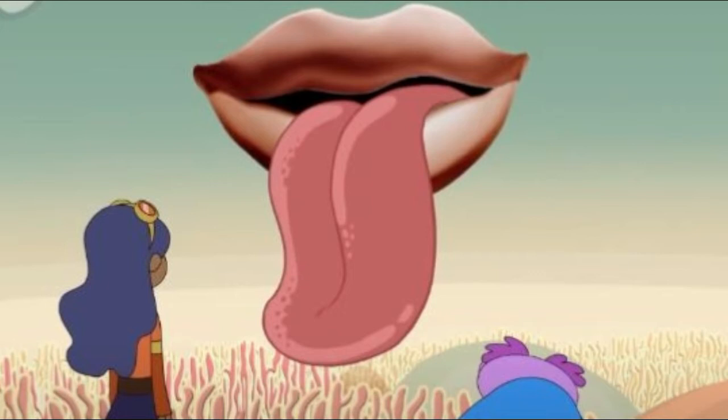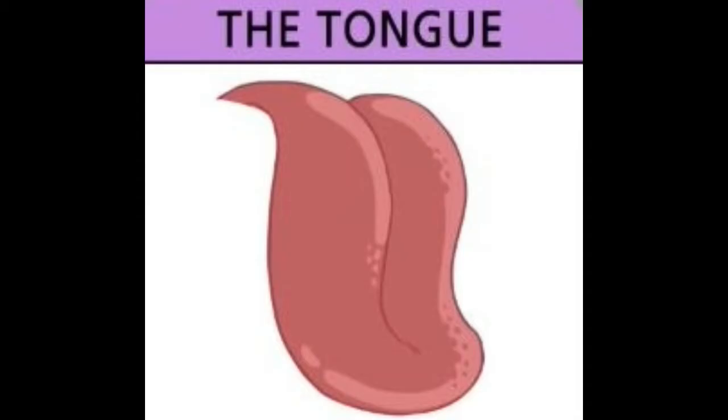Our tongue is a flexible muscular organ in the mouth. It has no bone in it. It enables you to lick, taste, swallow, and speak. It extends from the back of the mouth and it is attached to the floor of the mouth.